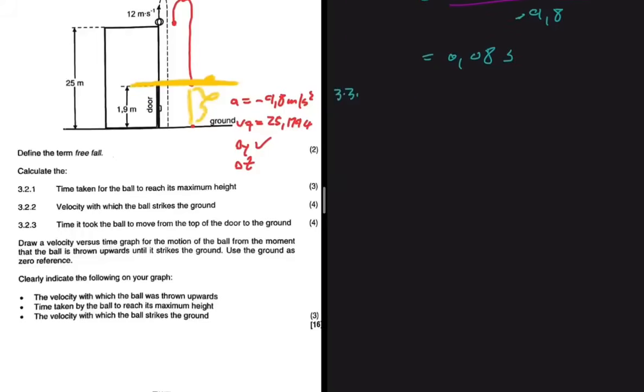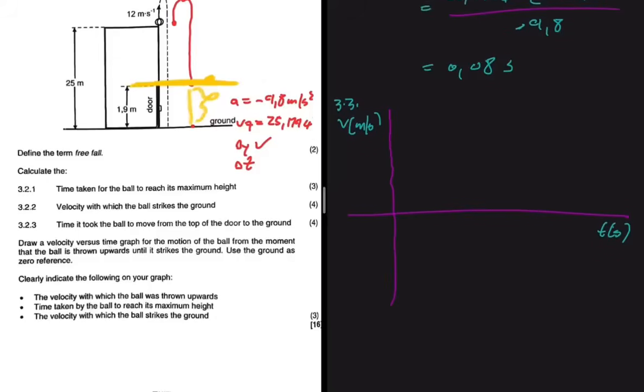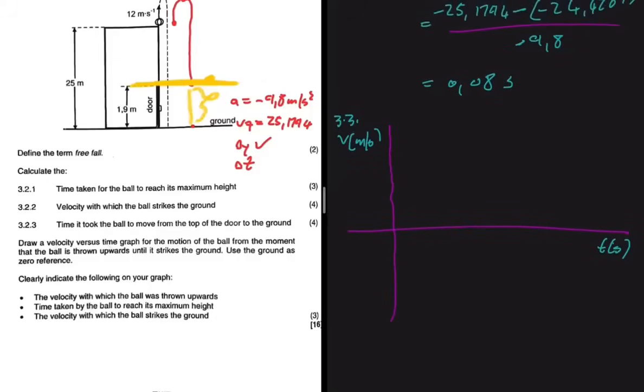So let's just have our set of axes first. I'm just going to do them freehand, trying to get this over and done with. We have V here in meters per second, and then we have the time in seconds. We're taking the ground as our 0 reference. Then we must indicate the velocity at which the ball is thrown upwards. It's thrown upwards at 12 meters per second. Let's indicate here that we're taking up as positive still. So here at 12 meters per second, our ball is thrown upwards.